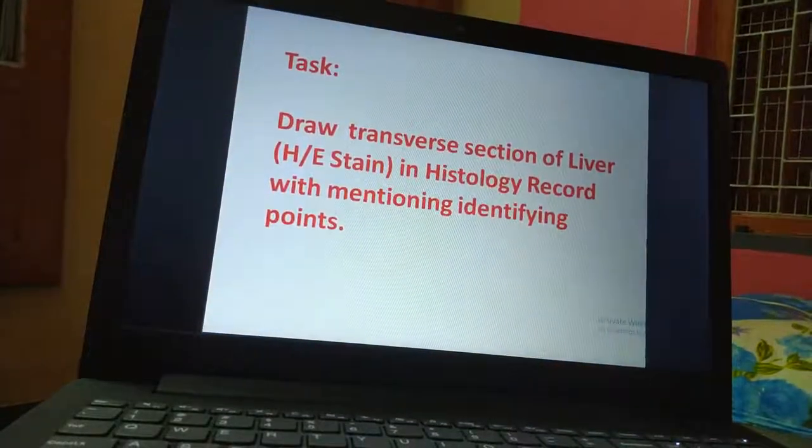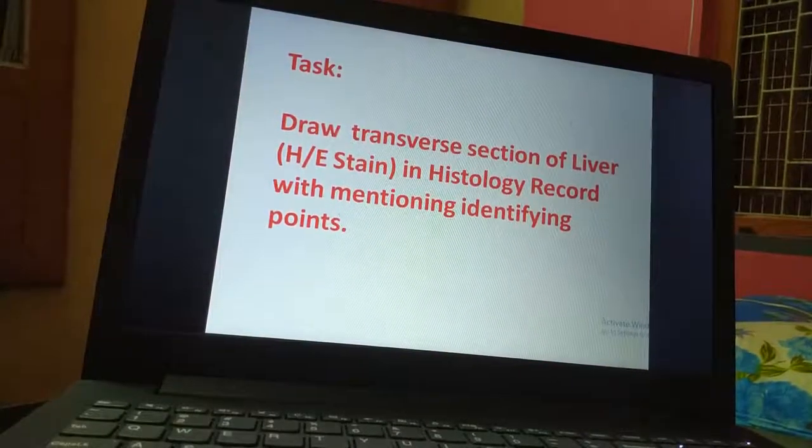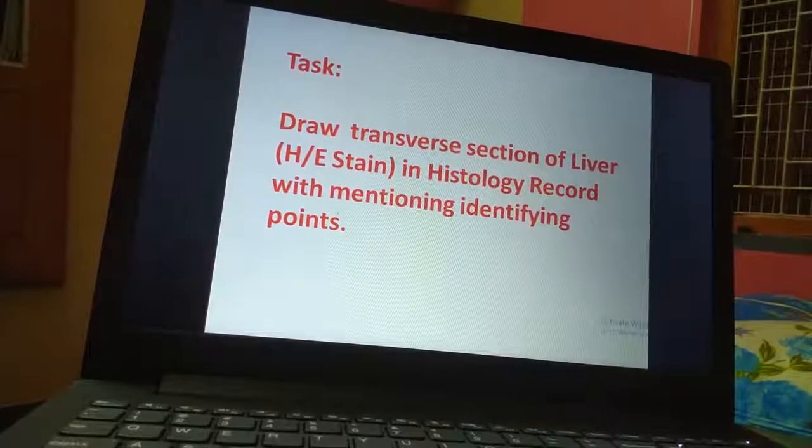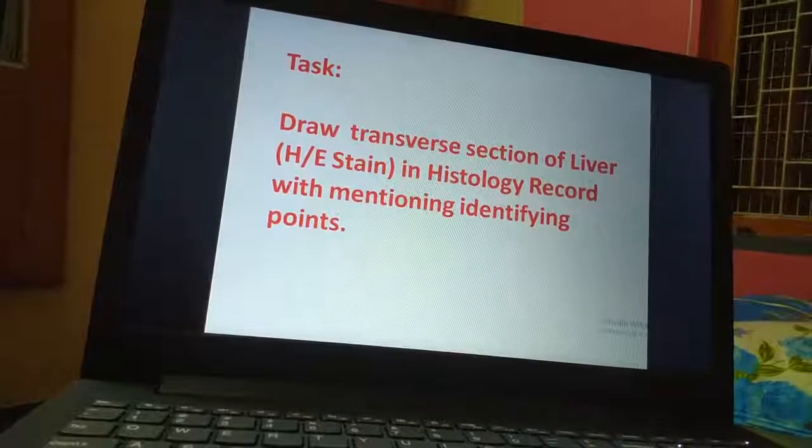One task we are giving for completing the histology record: draw the transverse section of the liver in hematoxylin and eosin stain in the histology record, mentioning the identifying points.